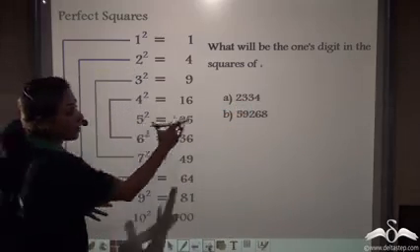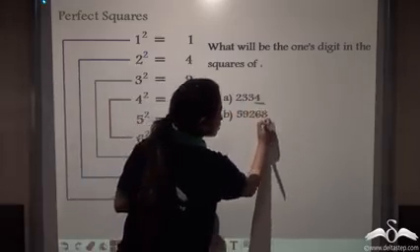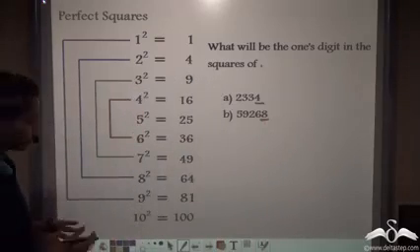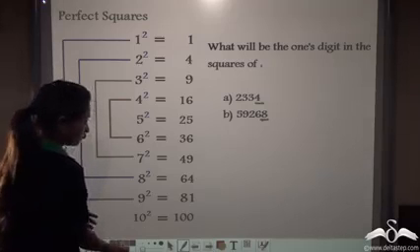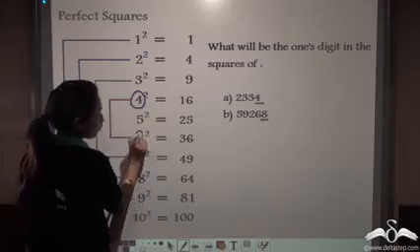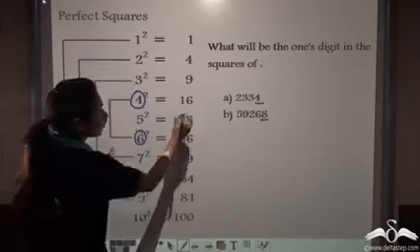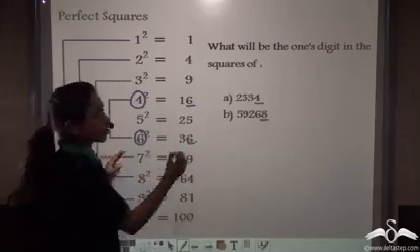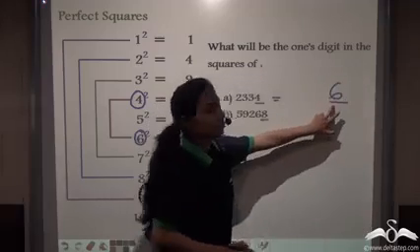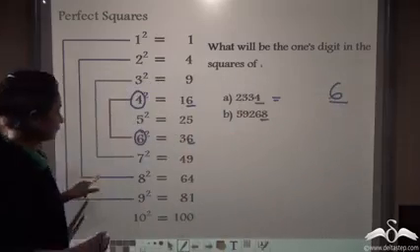Well, how do we find out the units digit in the square numbers? Just by looking at the unit digits of these numbers. Look at the pattern and answer this. Well, we know that if a number has 4 or 6 in its unit digit, then the square of that number will have 6 in its unit digit. So I can say that the square of this number will end with 6.